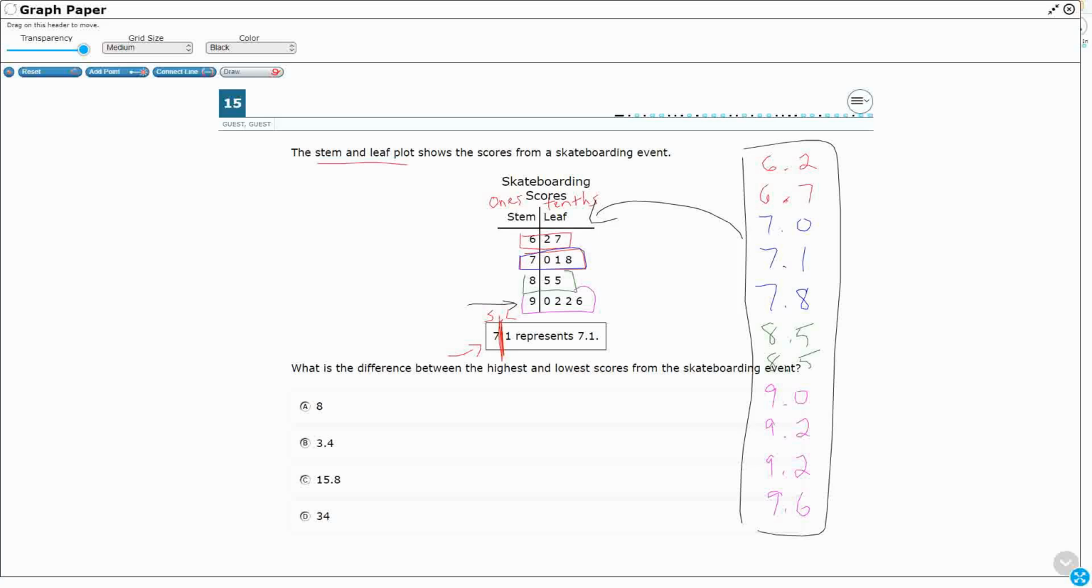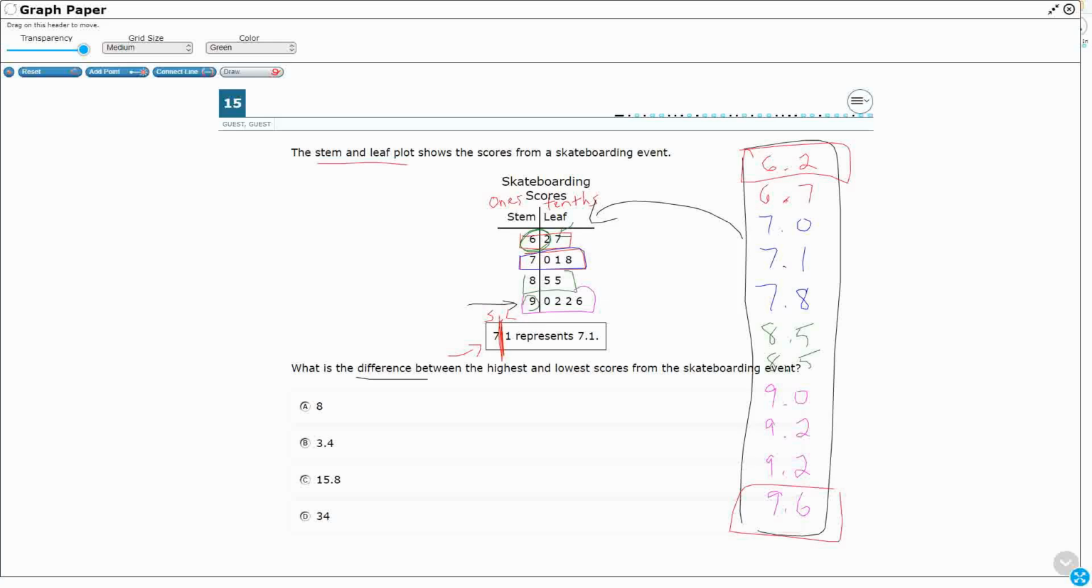Okay, so now that we've got the data, we need to find the difference between the highest and the lowest score. Well, it's a little bit easier for us to see the highest and lowest score now that we've pulled it all out. So we're going to see our highest right here and our lowest right here. If we didn't do any of that, you can still find it. It's just a little bit more difficult. You have to know that this is a 6 and 2/10, and that's 6 and 7/10. So you want to pull out that 6 and 2/10.